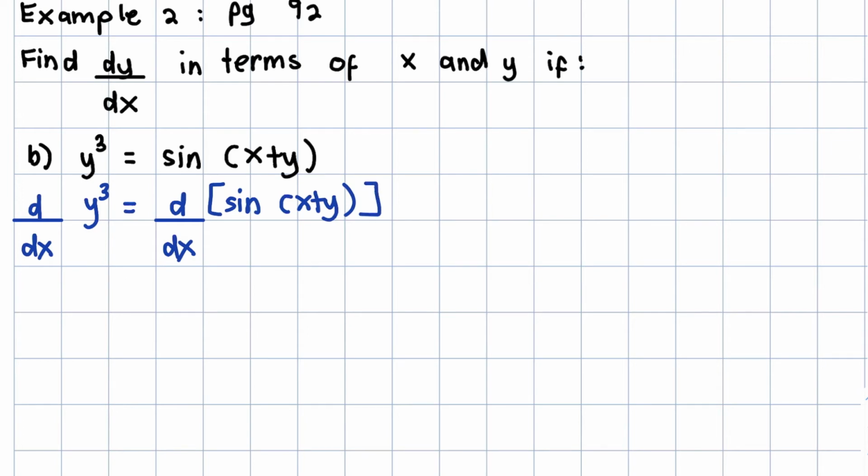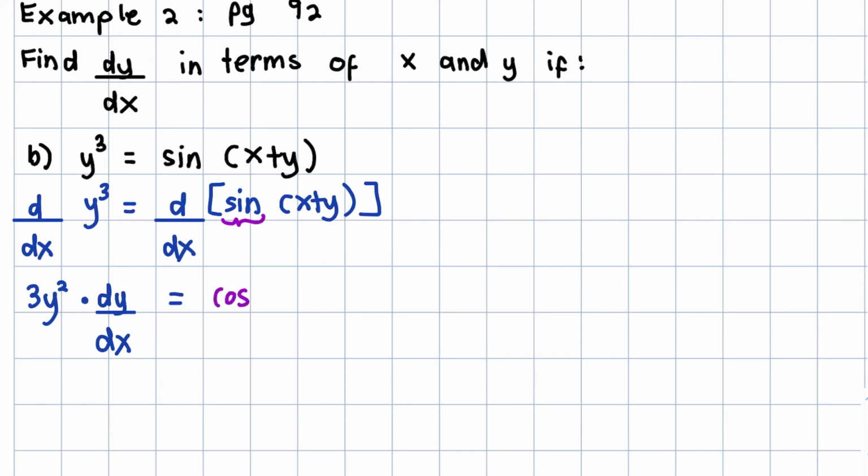Now we have done this a lot of times. If you differentiate y cubed, you're going to get 3y squared, because you have to differentiate with respect to x, but you are differentiating a y, so you have to multiply with dy over dx. Again, implicit differentiation. Now your right hand side: the outer function is the sine. If you differentiate a sine function, you're going to get a cosine.